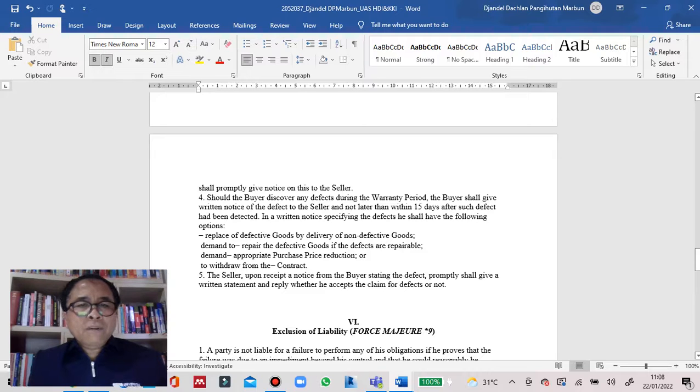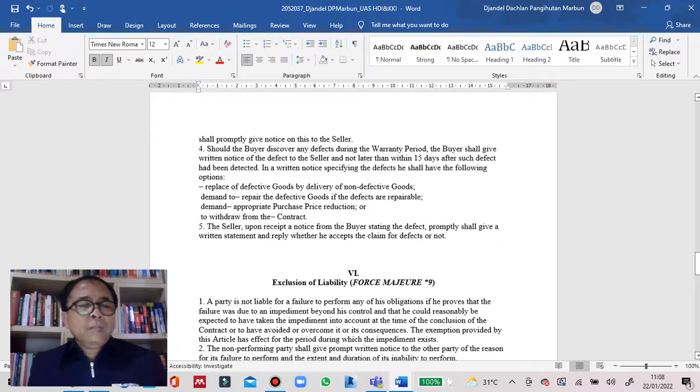4. Should the buyer discover any defects during the warranty period, the buyer shall give written notice of the defect to the seller not later than within 15 days after the defect has been detected. In a written notice specifying the defect, he shall have the following options: replacement of the defective goods by delivery of non-defective goods, demand to repair the defective goods if the defects are repairable, demand a purchase price reduction, or withdrawal from the contract. 5.